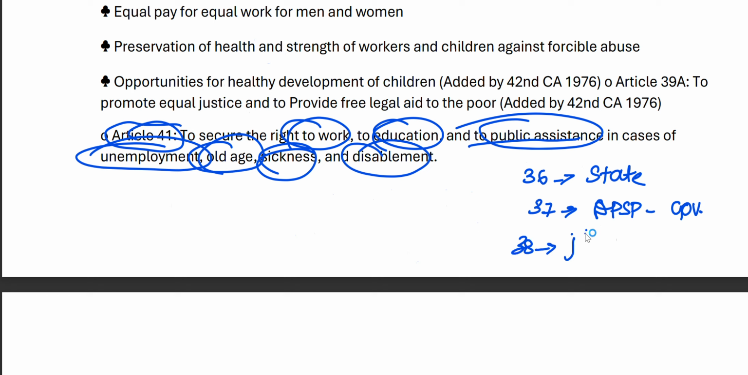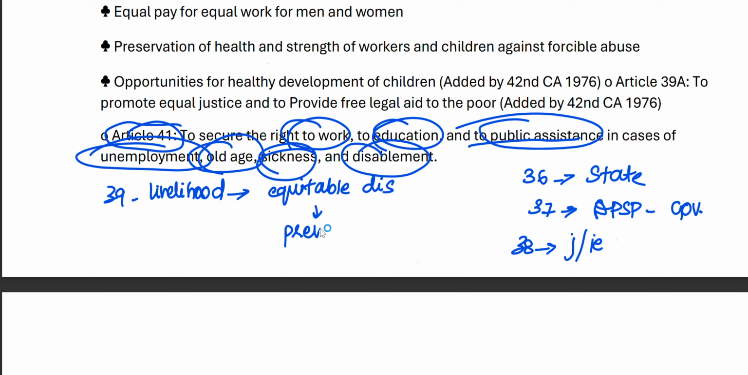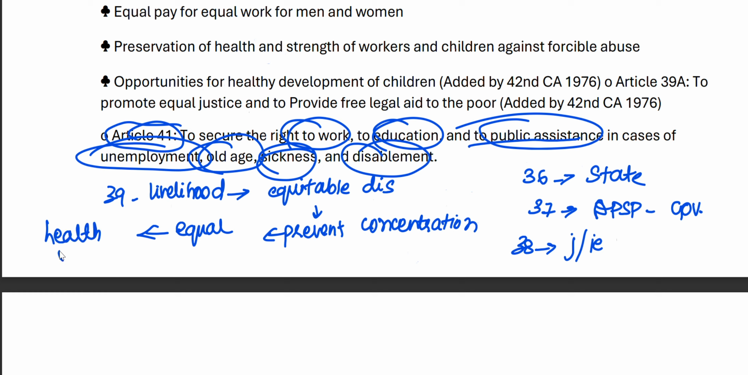38 is justice and inequality. 39, when you have the livelihood, we have to go for the equitable distribution of the resources. Then we have to prevent the concentration of the wealth. Once we are preventing the concentration of the wealth, we need to have equal pay, equal work. And once equal pay and equal work is achieved, health and strength must be protected, and opportunities for developing the health of the kids, the children.